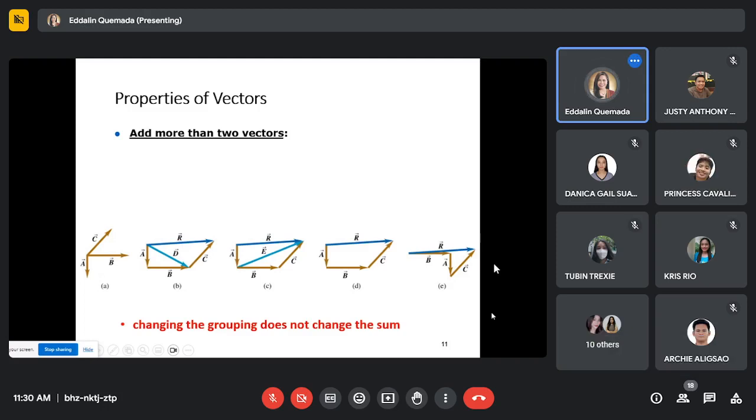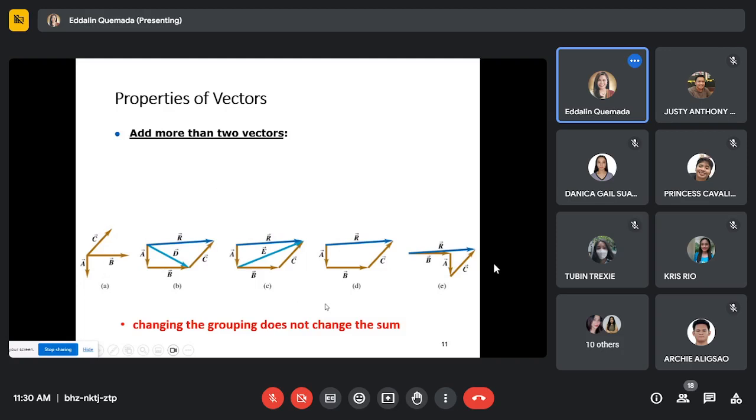What property, class, of vector addition is shown here this time? If sa previous example, it shows the commutative property of vector addition, this time, what vector property is shown here? Associative, ma'am. Yes, this time it is the associative property of vector addition.